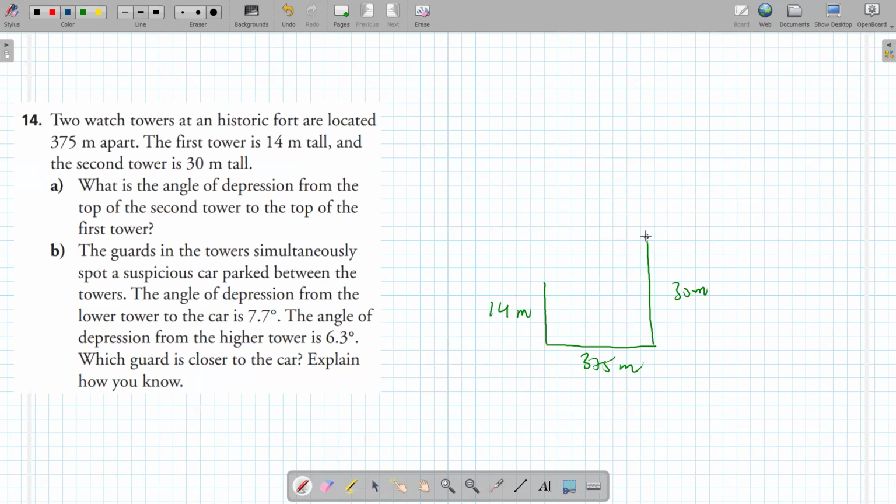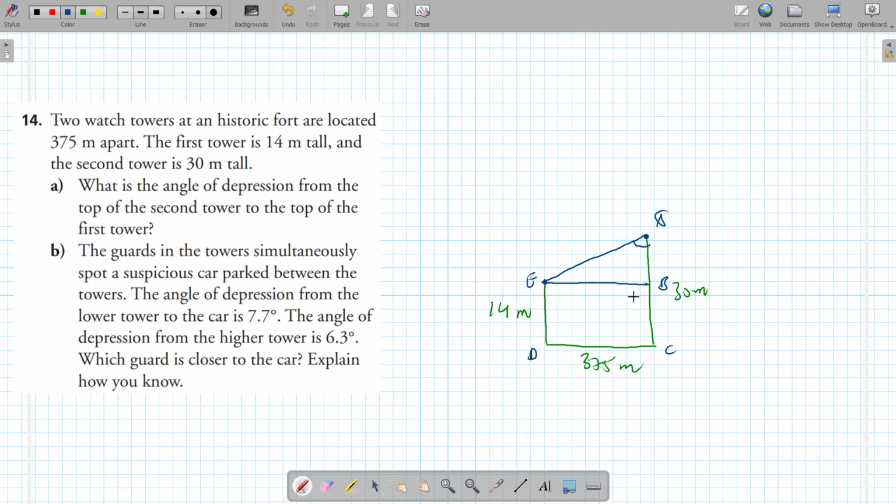So this is the top of the second tower. We're comparing this with the top of the first tower. It looks something like this. Which angle are we looking for when it says find the angle of depression from the top of the second to the first? A. That's right. We're trying to find this angle.